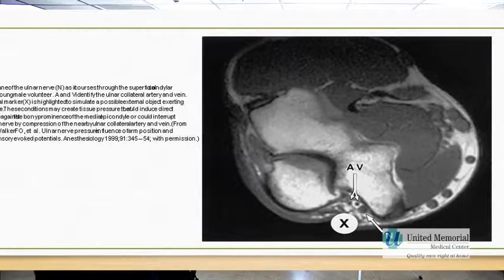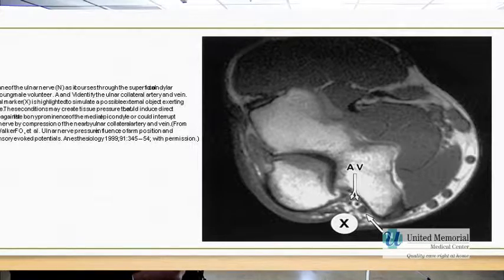This is an axial MRI of the ulnar nerve. I'm not sure if everyone can see it. We don't have a pointer or anything, do you? In the bottom portion of that slide at roughly 6 o'clock, there's two letters. One says A and V. There's an N just distal to that, and the big X. Can everyone sort of see that?